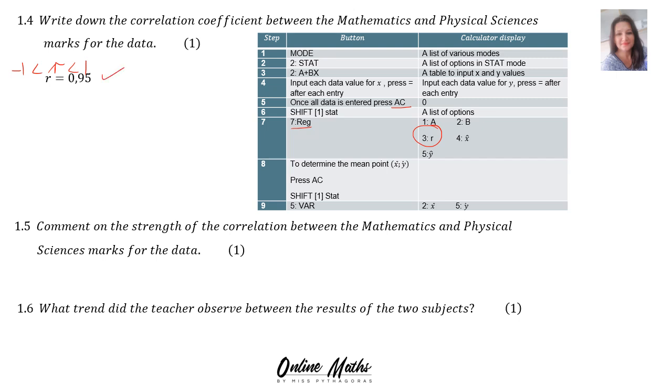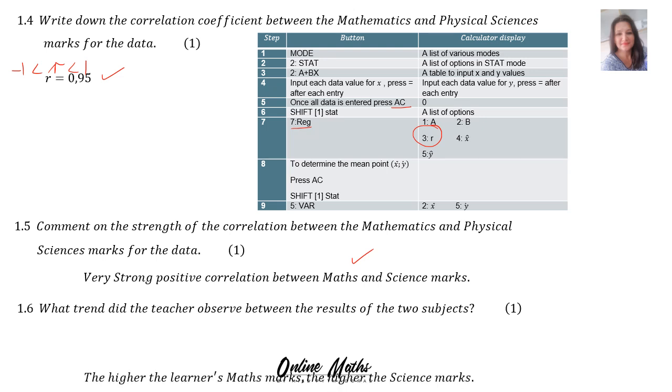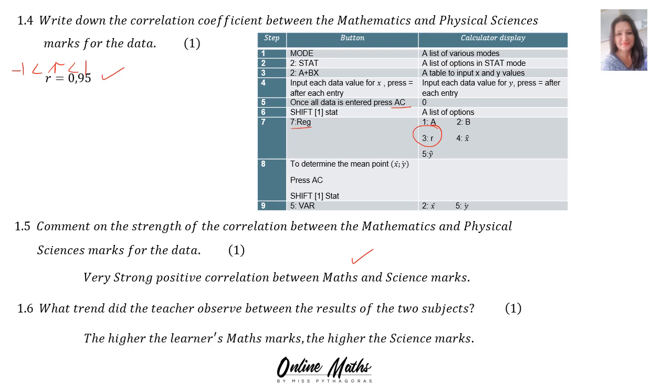1.5, comment on the strength of the correlation between the maths and the physical sciences marks for the data. So it's a very strong positive correlation between maths and science marks for 1 mark. 1.6, what trend did the teacher observe between the results of the two subjects? And that is, the higher the learner's maths marks, the higher the learner's science marks, for 1 mark.